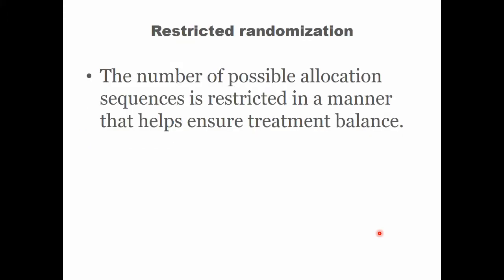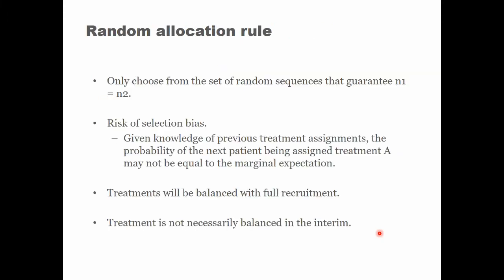And the solution is that we're going to use some form of restricted randomization. So we had complete randomization, and then we have restricted randomization. And that just means that the number of possible allocation sequences is somehow constrained so that we get a treatment balance in the trial. All right, so here's an example.